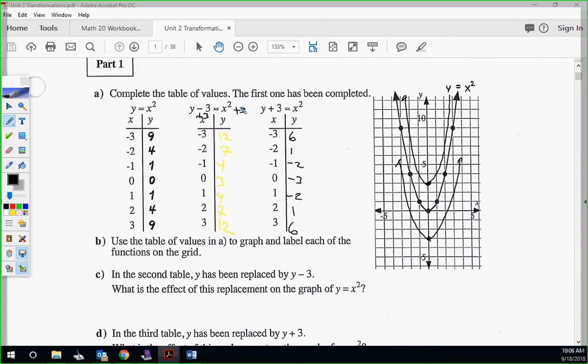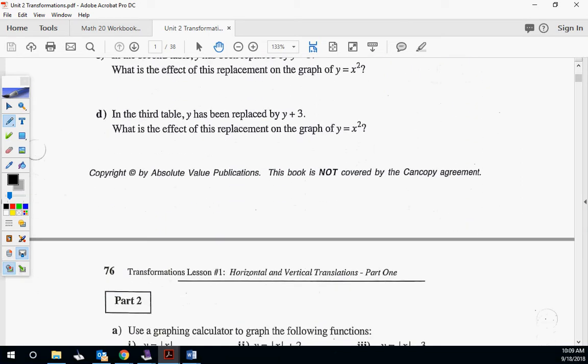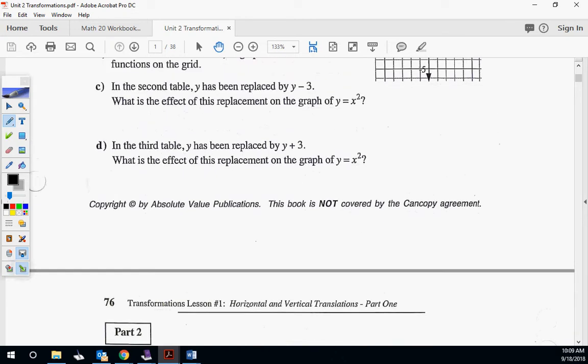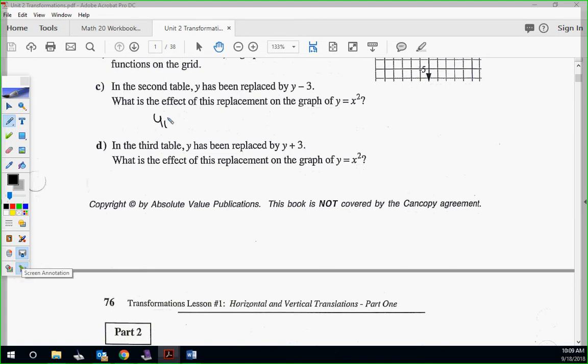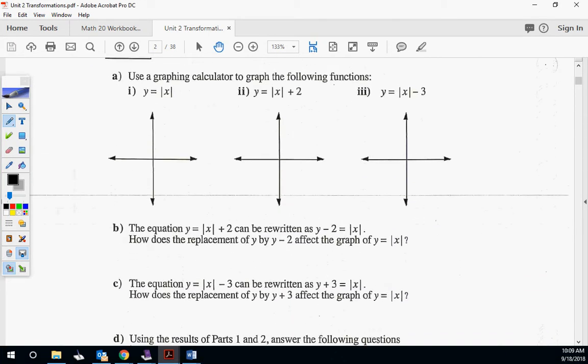So we already got that stuff done. Like I said, we might kind of just skim this a little bit. Okay, so in the third table, y has been replaced by y plus 3. What's the effect of the replacement? It goes down 3. The one above it went up 3. That's all he's asking if you want to write those in there. So this was the up 3, down 3. You guys can ask questions. I know I'm pressing because of time, but I think you do know this.